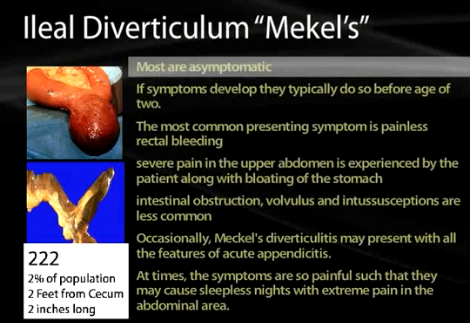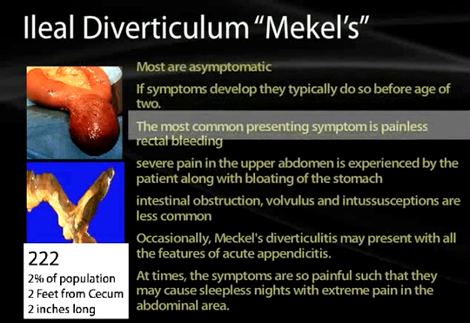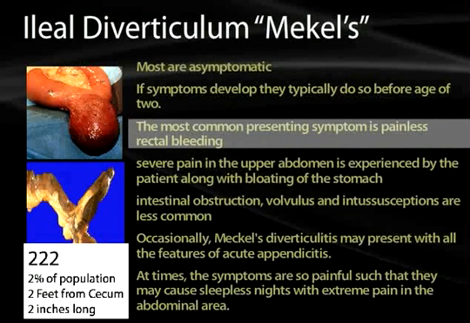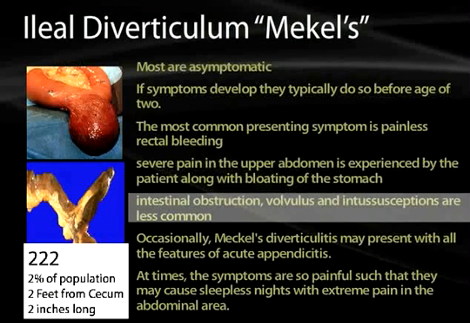diverticulitis that's set in, the presenting symptoms will be at the age of 2 or younger, and they oftentimes will produce painless rectal bleeding, or they may produce severe abdominal GI pain, which will happen with bloating and that fullness of the stomach. They can also cause intestinal obstruction or volvulus and intussusception, which would cause the telescoping of the bowel. Those are much less common, though.